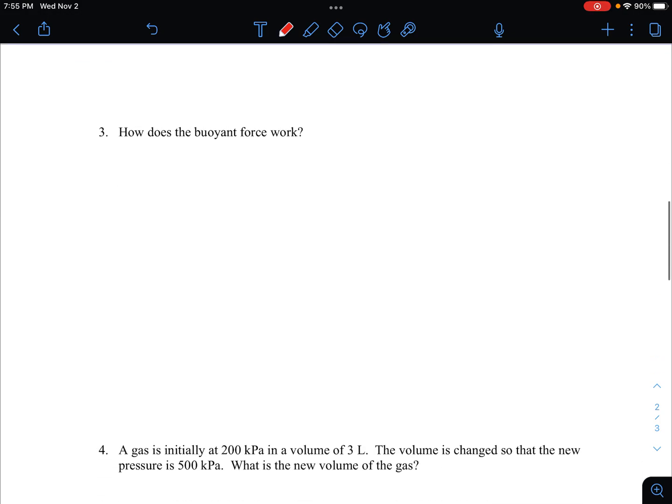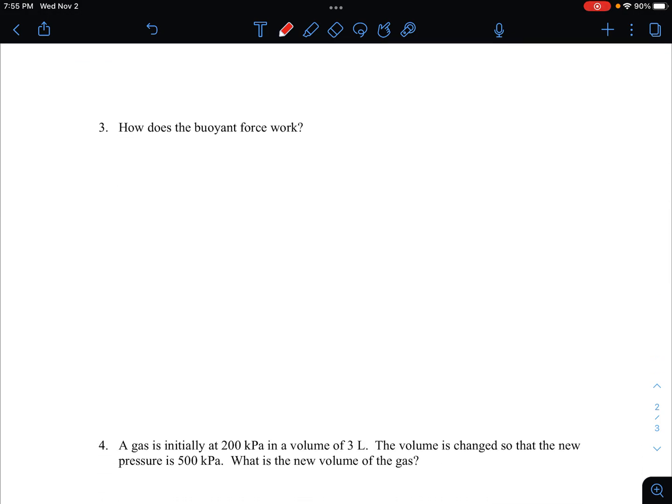All right, question 3. How does the buoyant force work? We didn't talk about this in class. So I thought I would mention this in the video because I think it's kind of just an interesting application of Newton's laws and what we've learned so far. So let's first just kind of sketch out a little problem. We're going to look at something, just a rectangular box underwater.